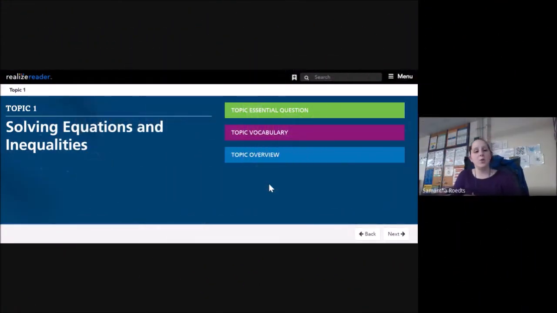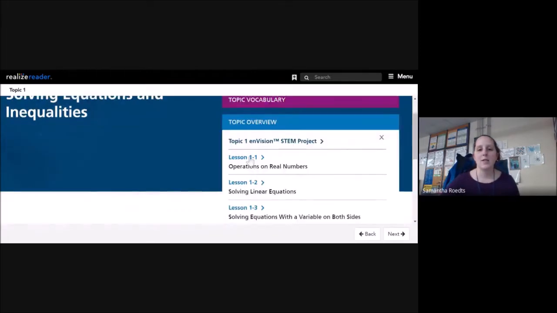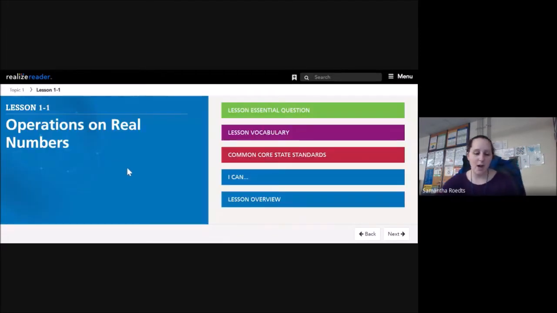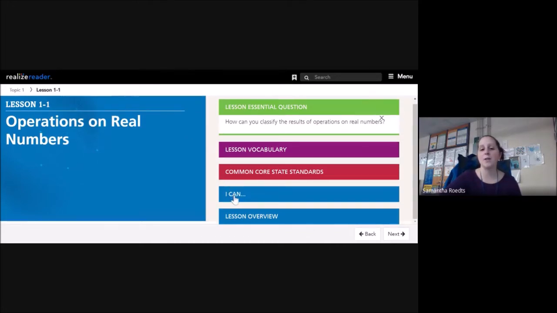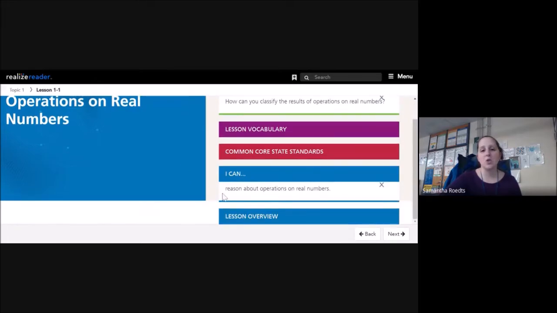All right, this is Unit 1 on solving equations and inequalities. Lesson 1 is all about operations on real numbers. My lesson essential question is, how can you classify the results of operations on real numbers? At the end of this lesson, you'll be able to reason about operations on real numbers.